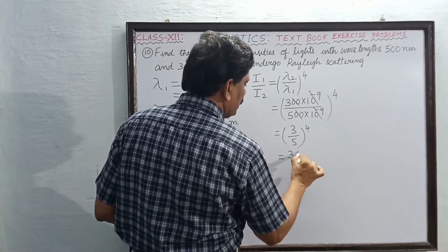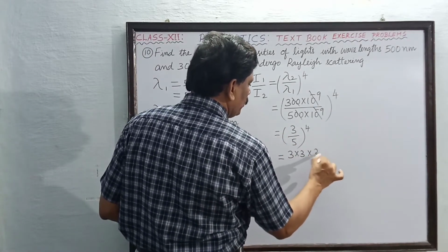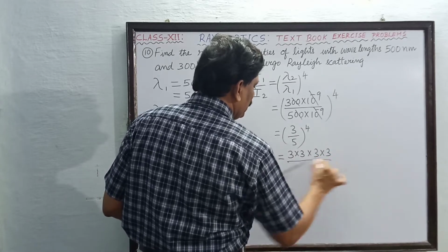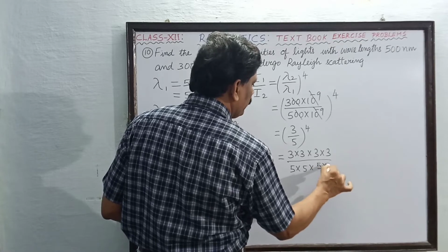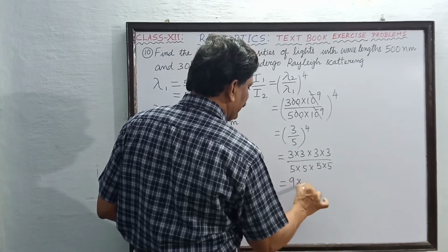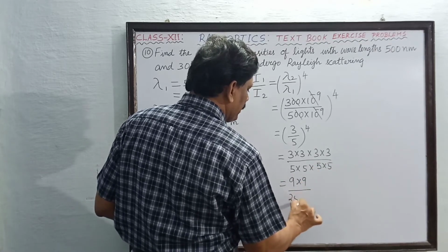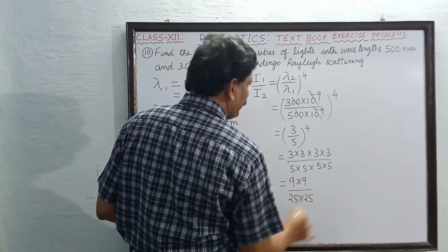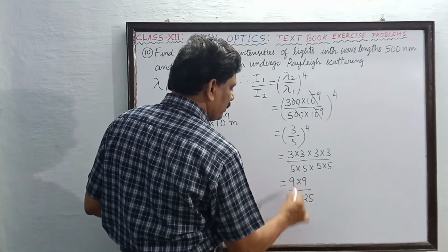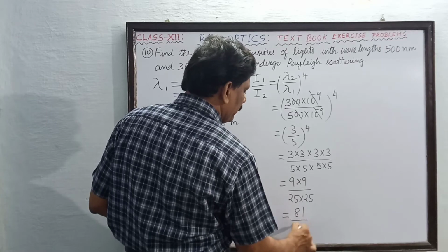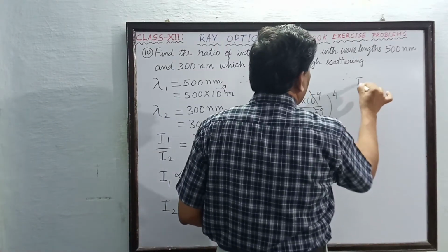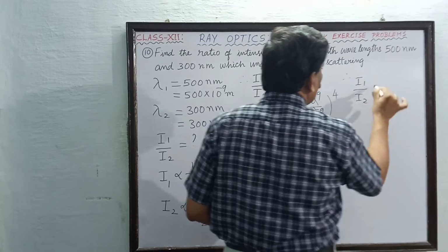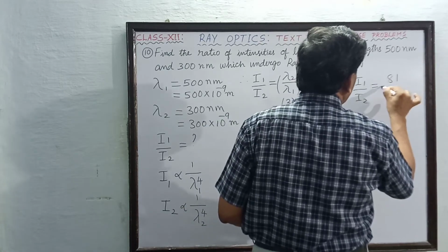So this is 3 into 3 into 3 into 3 divided by 5 into 5 into 5 into 5. So this is equal to 9 into 9 divided by 25 into 25. Okay, so this is equal to 81 divided by 625. Therefore, I1 by I2 is now equal to 81 divided by 625.